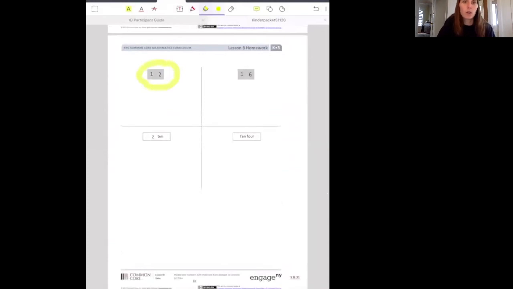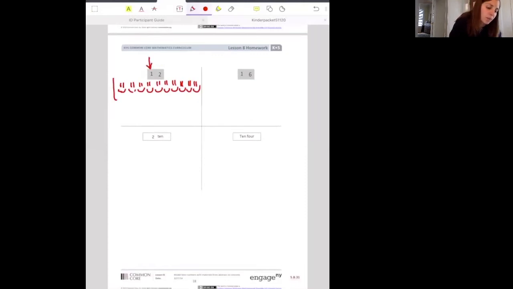It looks like we have one group of 10 and 2 ones. Why don't we do smiley faces? Ready? 1, ooh, there we go. 2, 3, 4, 5, 6, 7, 8, 9, 10. 10 smiley faces. That's our one group of 10. And I'm going to put a big rectangle around them.